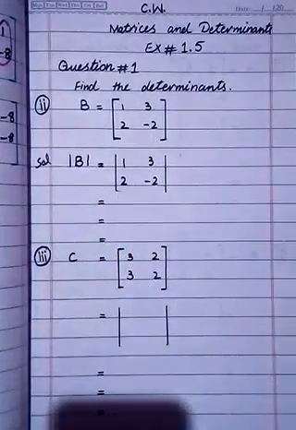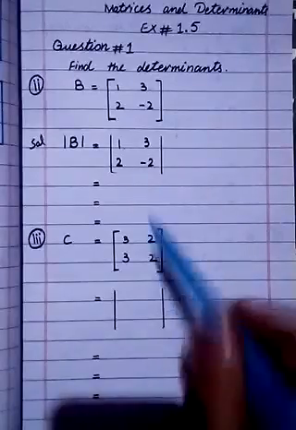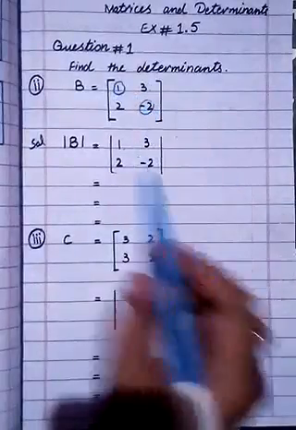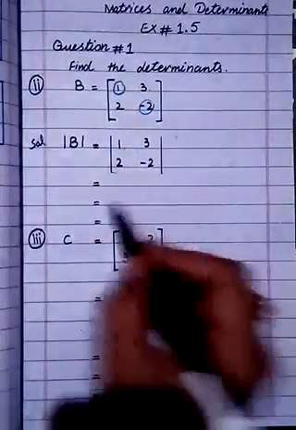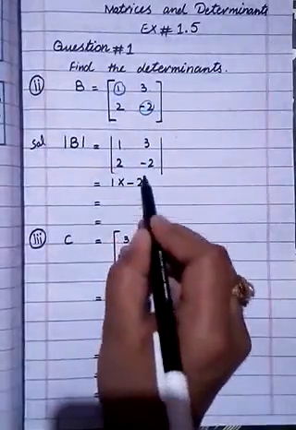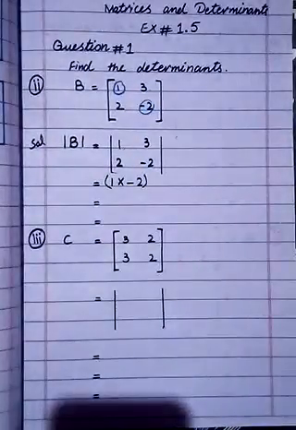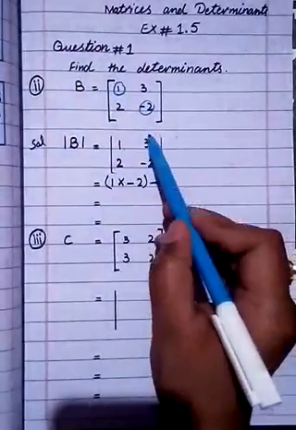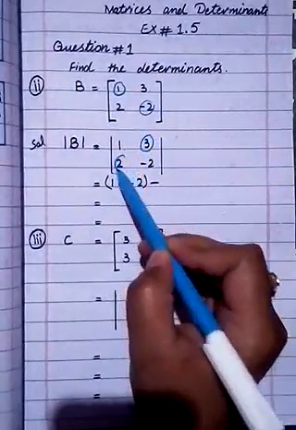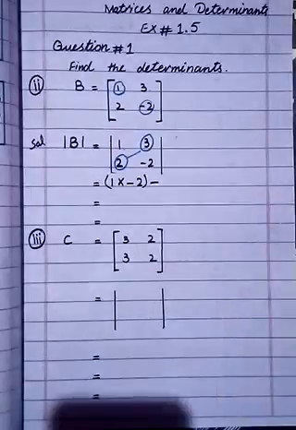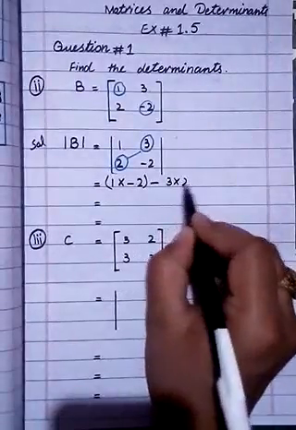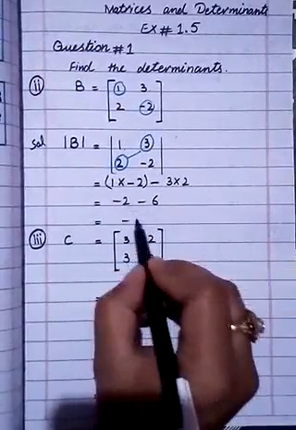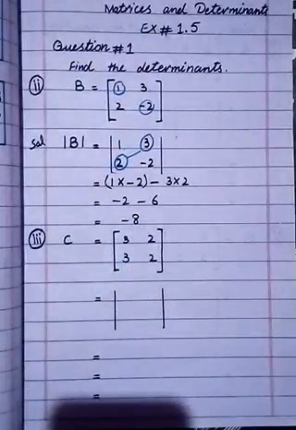Now, in mod, how can you find the determinant? First entry multiplied by fourth entry. So, you can write here 1 multiplied by minus 2, and in a determinant the sign of minus is used here. Now you have to multiply the second entry by the third entry. This will be 3 multiplied by 2. Now, minus 2 minus 6. Minus minus is plus, but the sign will be minus. So, its determinant equals minus 8.